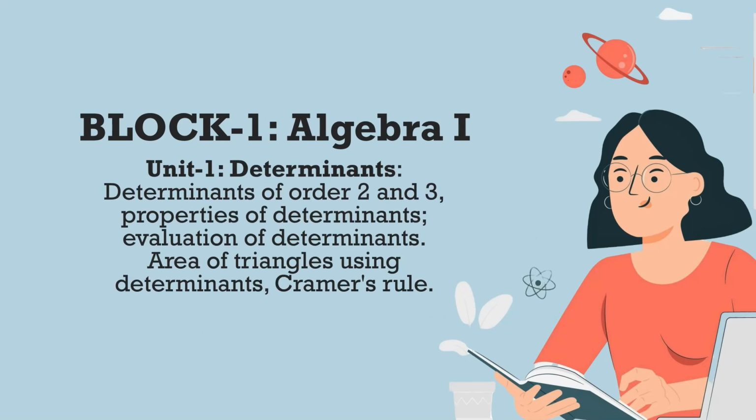Whatever content is delivered in one unit, you might require that content when you are understanding a concept delivered in another block and in some other unit. So, determinants and matrices are very much relevant to the concepts of scalars and vectors. In determinants we will be discussing determinants of order 2 and order 3. Apart from this, we will also discuss the properties of determinants, how to evaluate determinants, and applying determinants to find the area of triangles and using Cramer's rule.